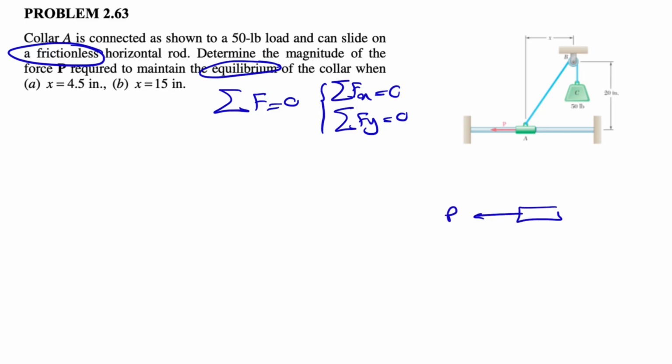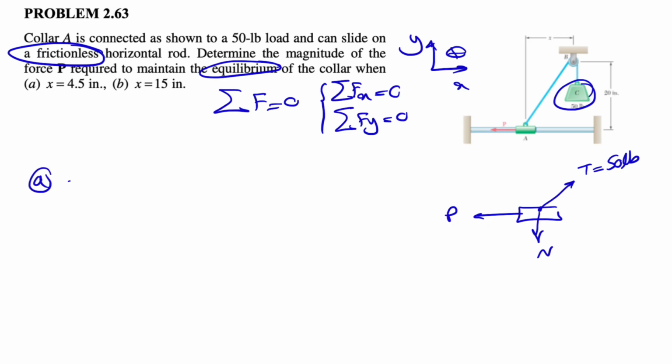So we have the force P. We have the tension in the cable, since we have one single cable that goes around that pulley and is attached to 50 pounds. So the tension in the cable has to be equal to 50 pounds. And we also have a normal force applying to the collar, and since the surface is frictionless, we don't need to consider any horizontal component. So no x component for the collar, and we have to figure out the force P.